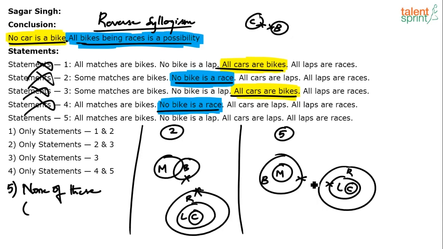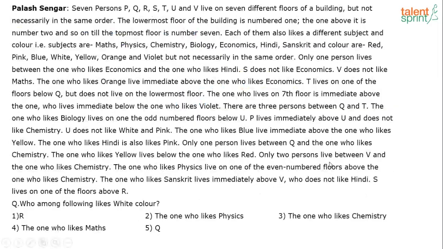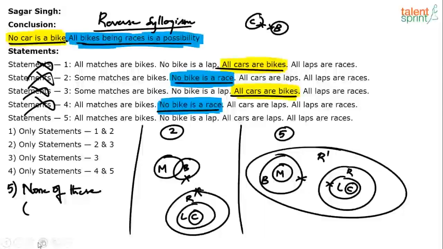Then the second conclusion: all bikes being races is possible. Yes, definitely possible, because if I draw races in this fashion, R dash, what happens? Any problem? No problem, because we have not gone against the statements, right?